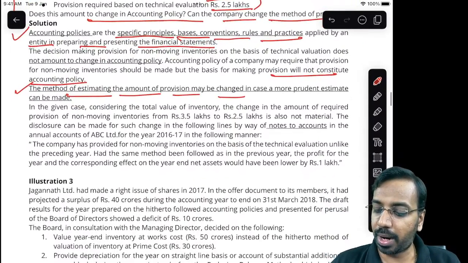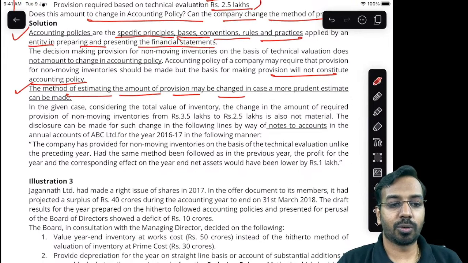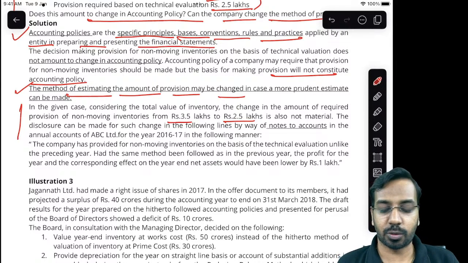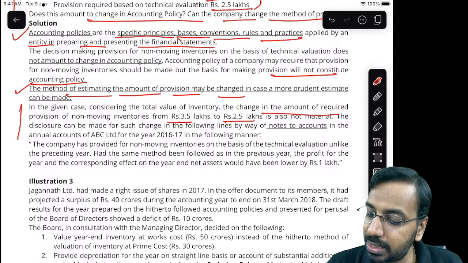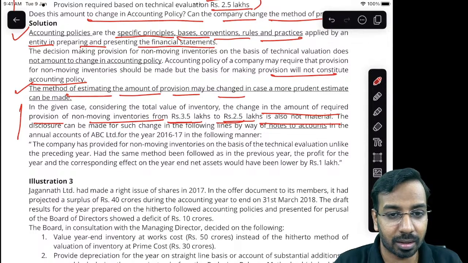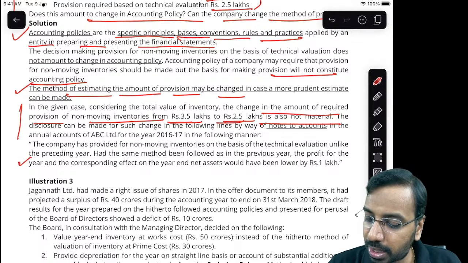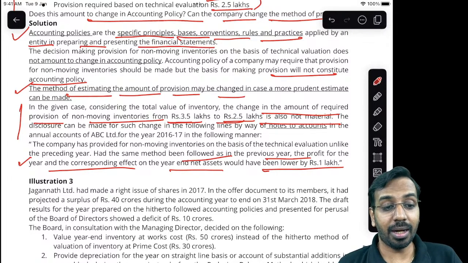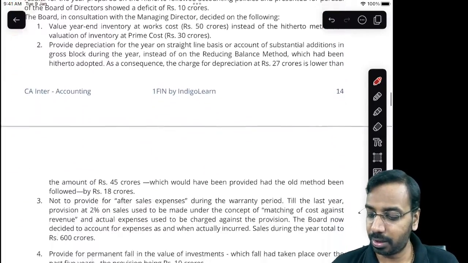What kind of disclosures are required? If it is material, you will have to make the disclosure saying that earlier it was 3.5 lakhs, now it is 2.5 lakhs, and this kind of disclosure has to be given. So the change in the amount of required provision for non-moving inventories is from 3.5 lakhs to 2.5 lakhs. If it is not material, then you are not required to make any disclosures. If it is material, then you can make a disclosure like this: if the same method was followed in the previous year, the profit and the net assets would have been lower by 1 lakh, right? So you have to decide whether it is material or non-material, and accordingly make the disclosure.